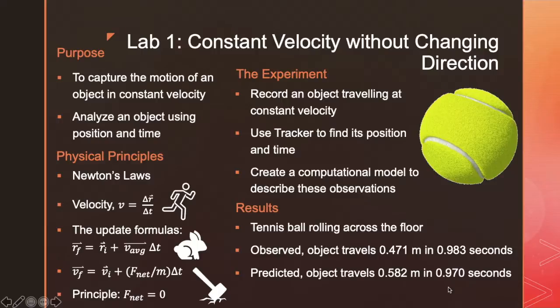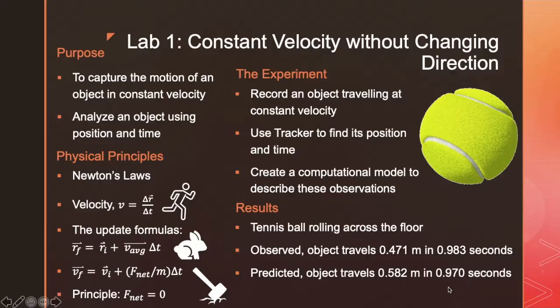how far it moves. After doing this, we know that the physical principles included in analyzing this include Newton's first and second law. The first law states that an object in motion will stay in motion unless acted upon by another force, and Newton's second law is the fact that force is equal to mass times acceleration, or in this case, when there's no acceleration or constant velocity, net force is equal to 0. In addition, we'll be studying velocity, which is the change in position over the change in time, as well as the velocity and position update formulas.